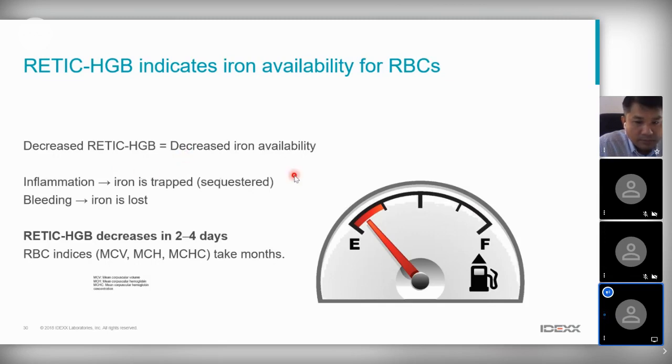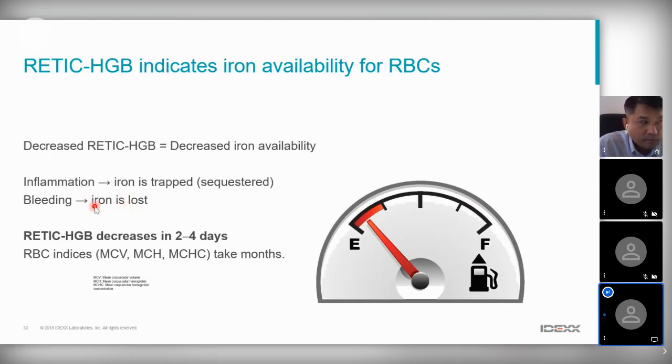There can be two causes for the decreased iron availability. The first could be that the iron is sequestered or trapped in some sort of inflammation, like when external pathogens are present and macrophages come to attack them. As a mechanism, macrophages sequester iron to deal with the pathogen. So that reduces the amount of iron available for the red blood cells to produce, and hence it decreases the maturation and results in less retic hemoglobin.